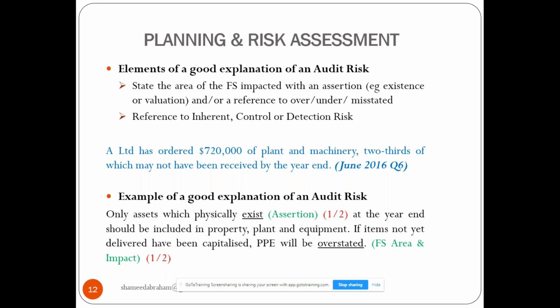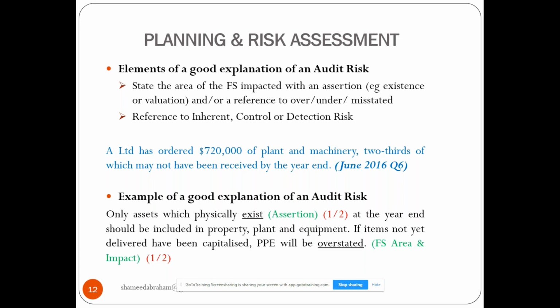How do I get to that point? Sometimes, some words that we may want to have in our answer, sometimes the financial statement assertions may help us in that regard. For example, existence in this situation. So basically, we have ordered some plant and machinery, but we're not sure if we're going to receive it at year end. So only assets which physically exist at year end should be included in property, plant, and equipment. So I've gotten a half mark because I've identified a particular accounting issue here.